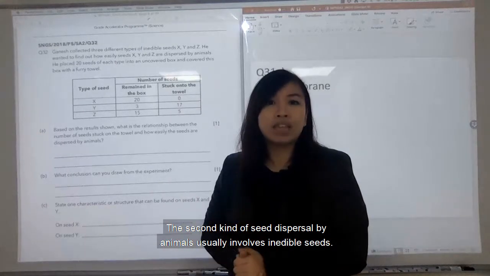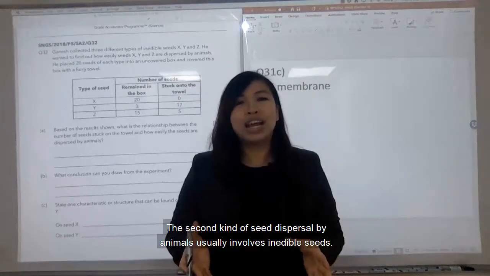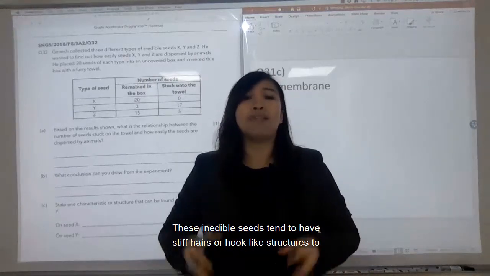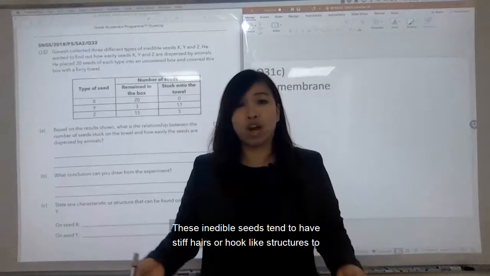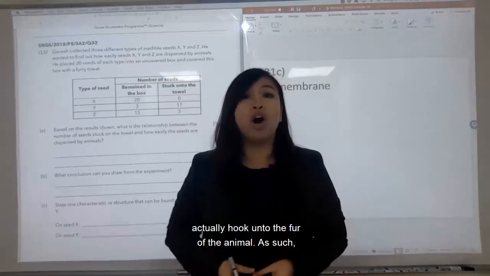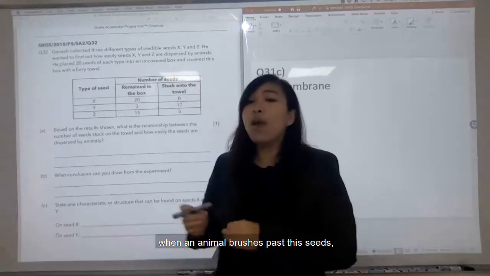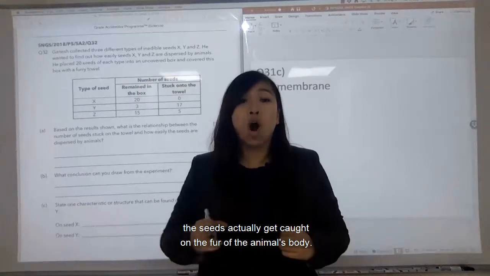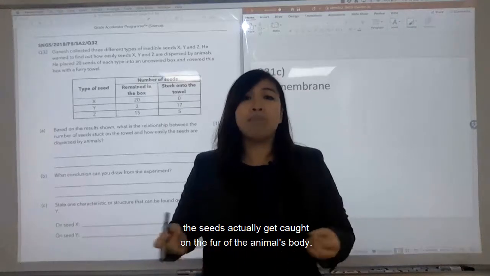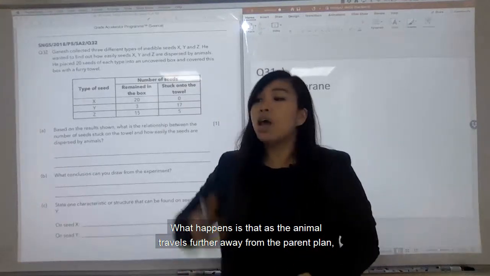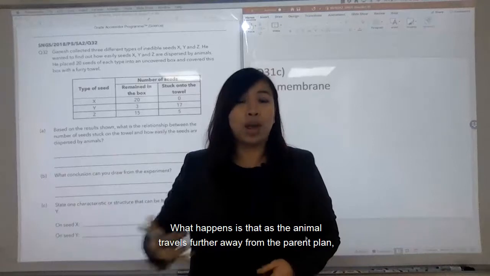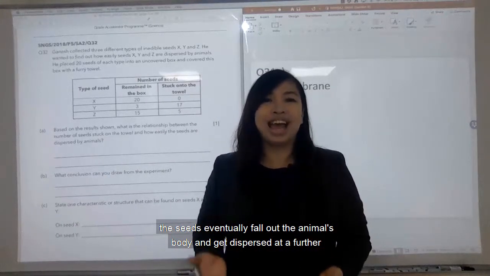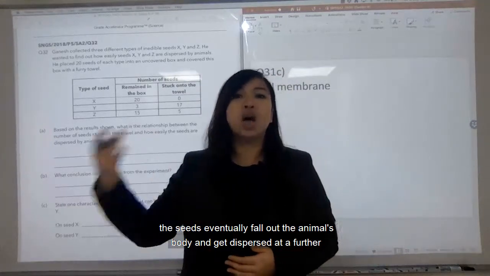The second kind of seed dispersal by animals usually involves inedible seeds. These inedible seeds tend to have stiff hairs or hook-like structures to actually hook onto the fur of the animal. As such, when an animal brushes past these seeds, the seeds actually get caught on the fur of the animal's body. What happens is that as the animal travels further away from the parent plant, the seeds eventually fall off the animal's body and get dispersed at a further location.